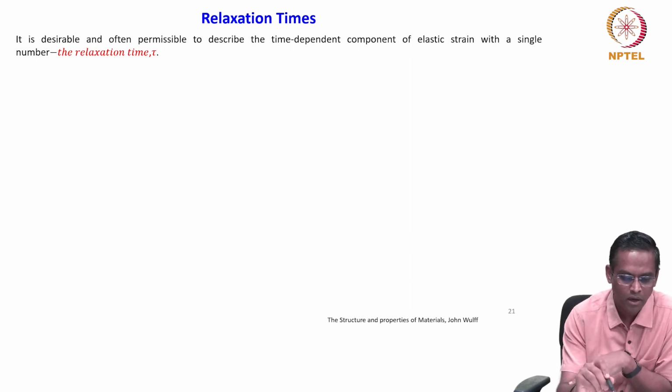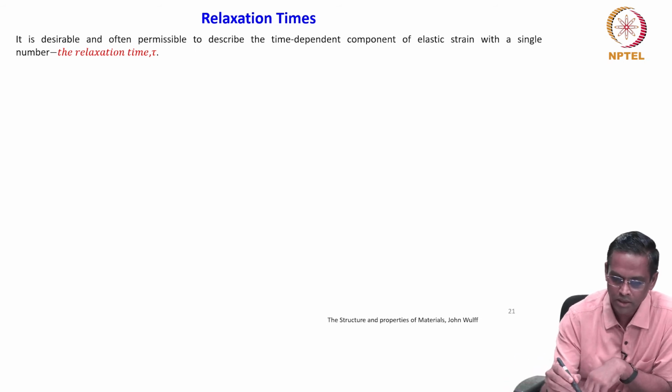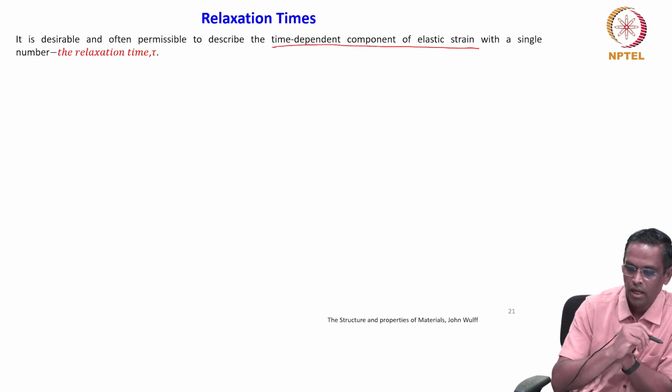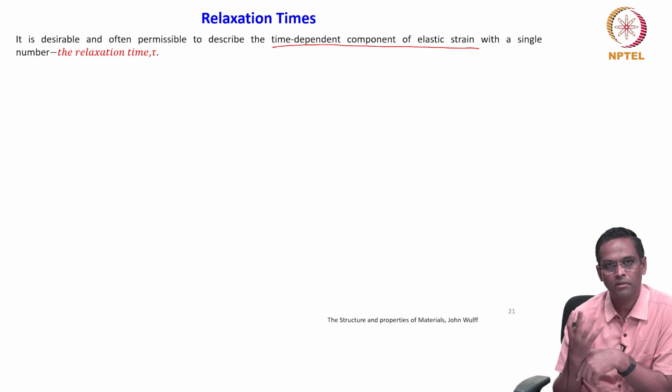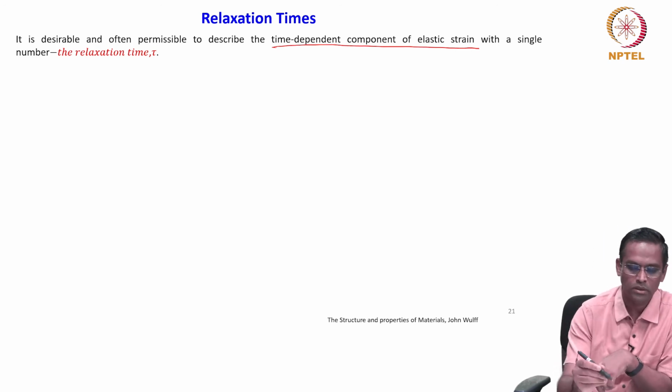It is desirable and often permissible to describe the time dependent component of elastic strain. So, this is the time dependent component of elastic strain with a single number. We would like to give some number for this quantity, relaxation time. It is designated as tau.